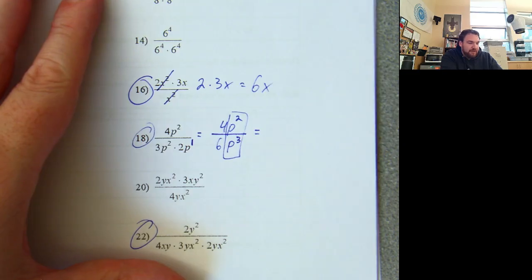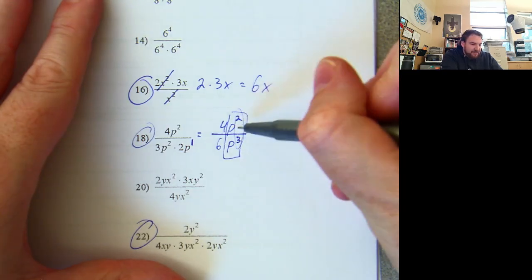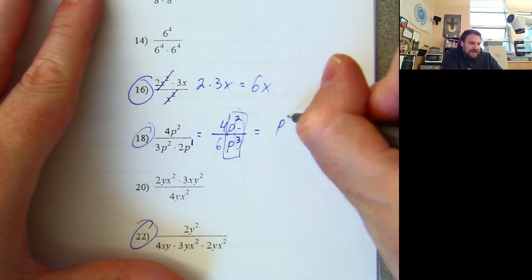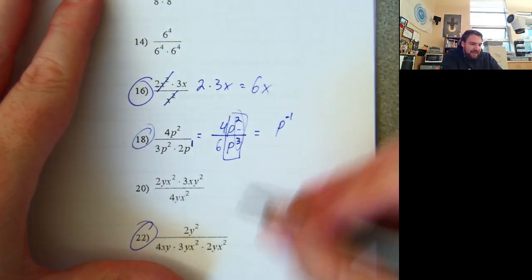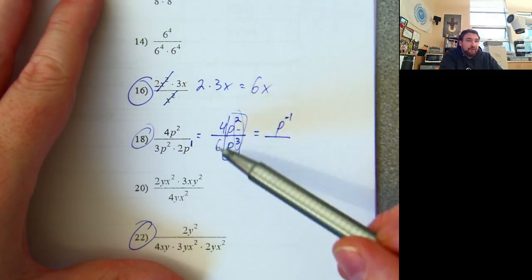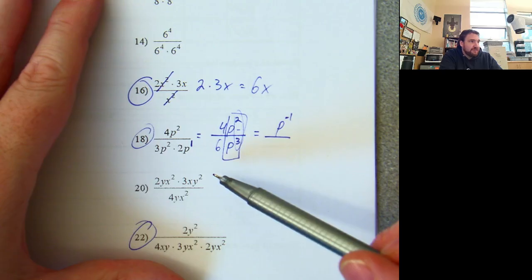Subtract them. Thank you. And it's always top minus bottom. So 2 minus 3? -1. So I'm going to get a p to the -1 up top. And now I've got a 4 over 6. That's just a fraction. What do we do with fractions?